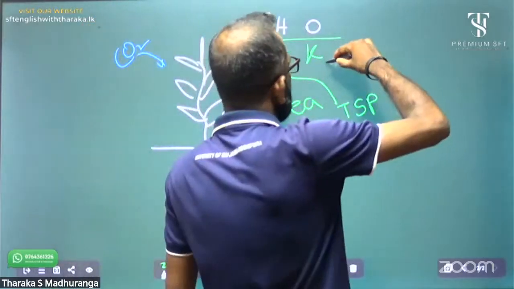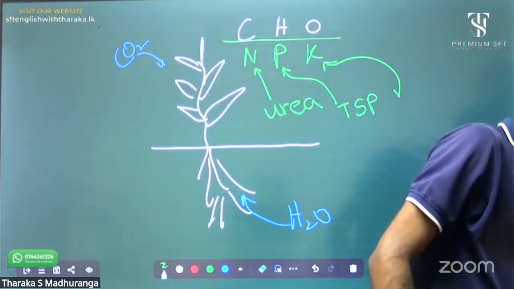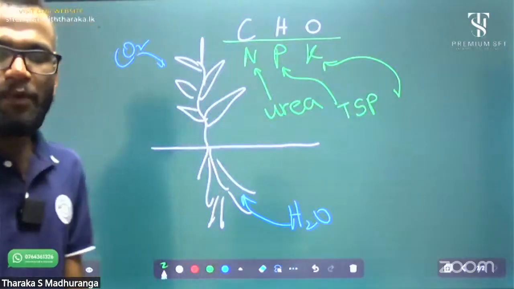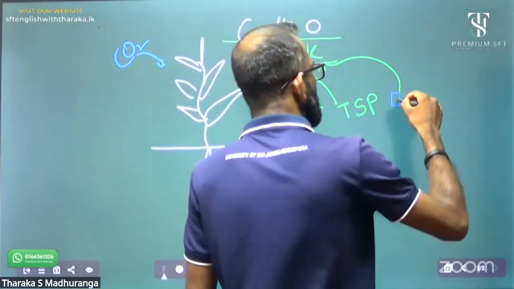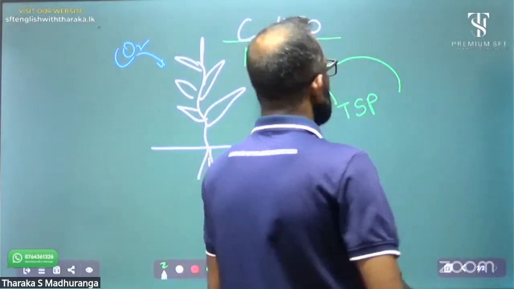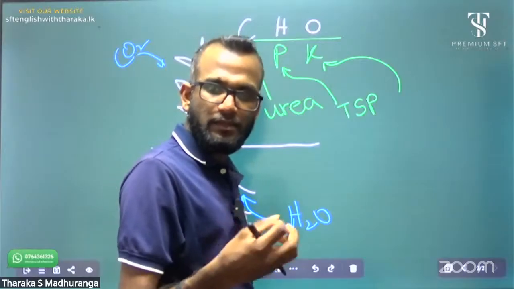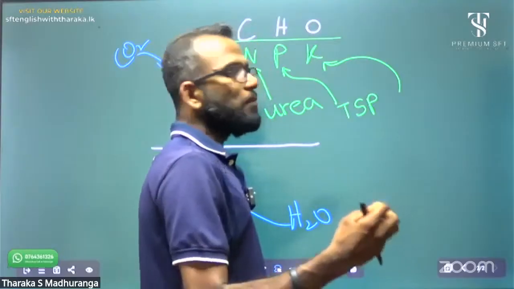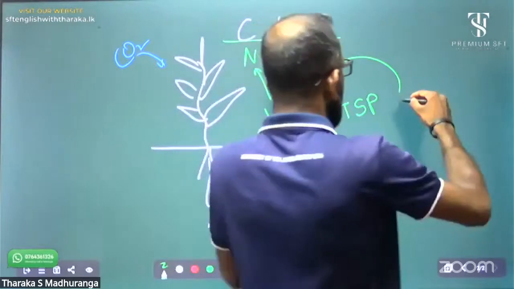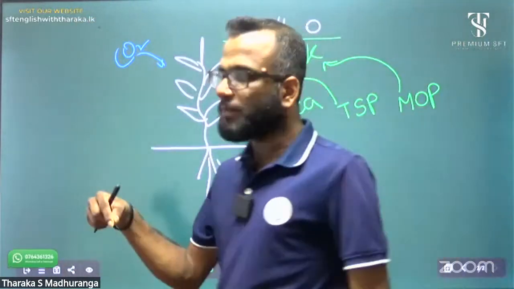What do we use to provide potassium? Just basic knowledge. Potassium nitrate, good. There is another one, muriate of potash, what we call red powder. Tanya, do you know? Muriate of potash. Yes, MOP. There are other types too. They are the main fertilizers to provide macronutrients.